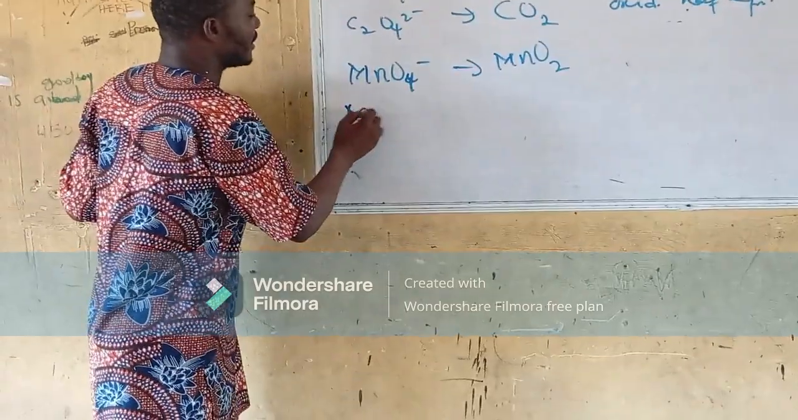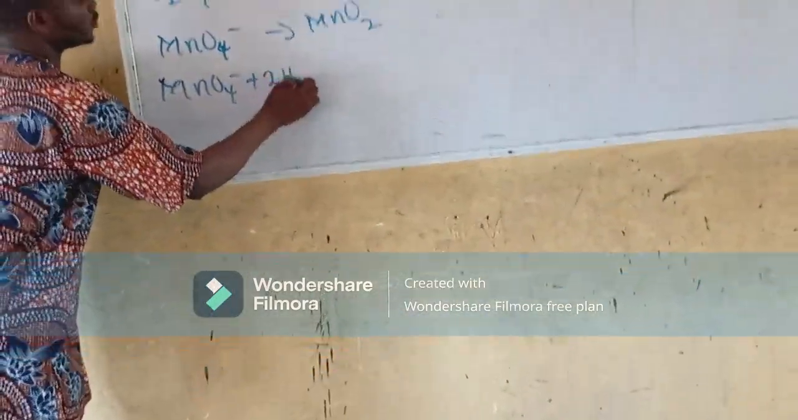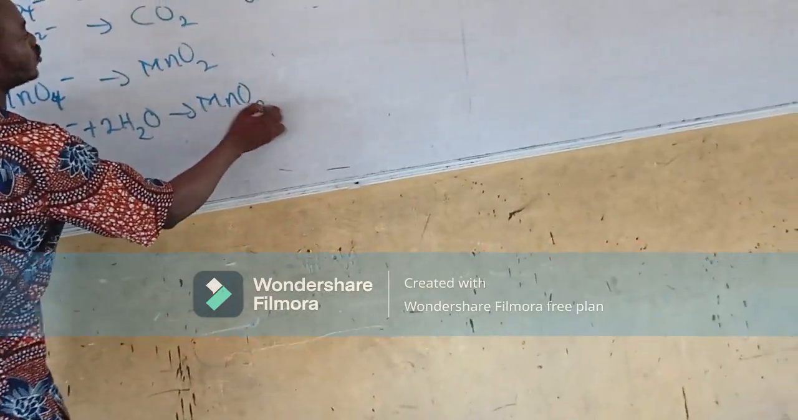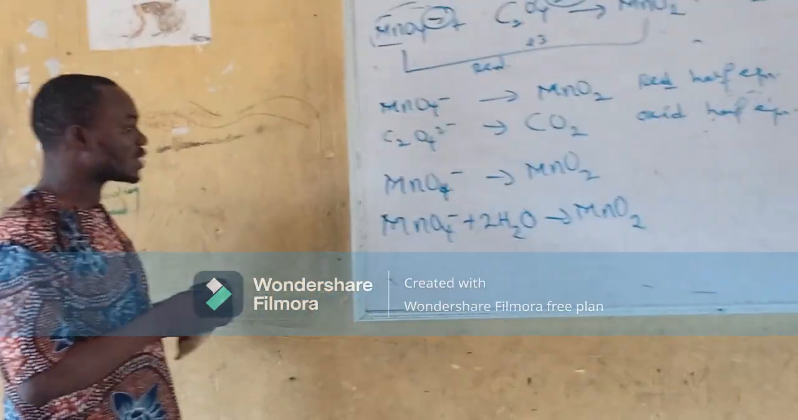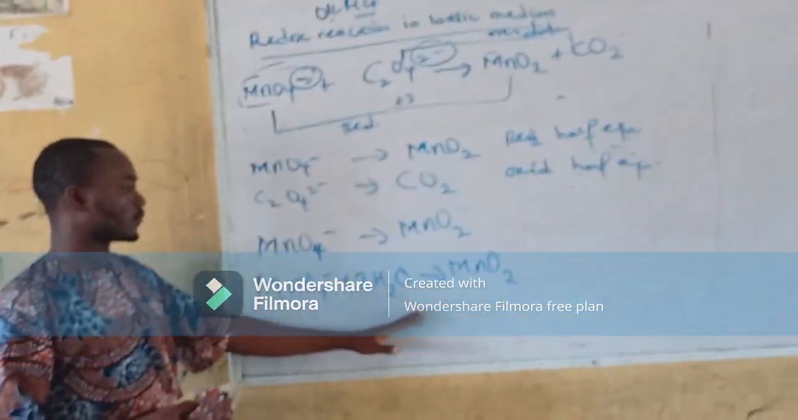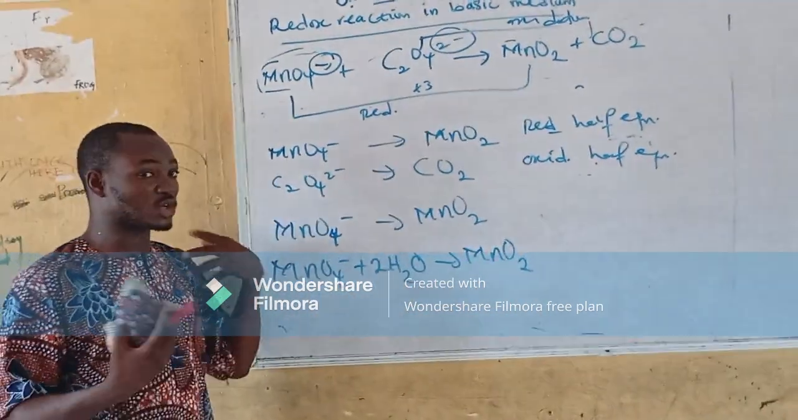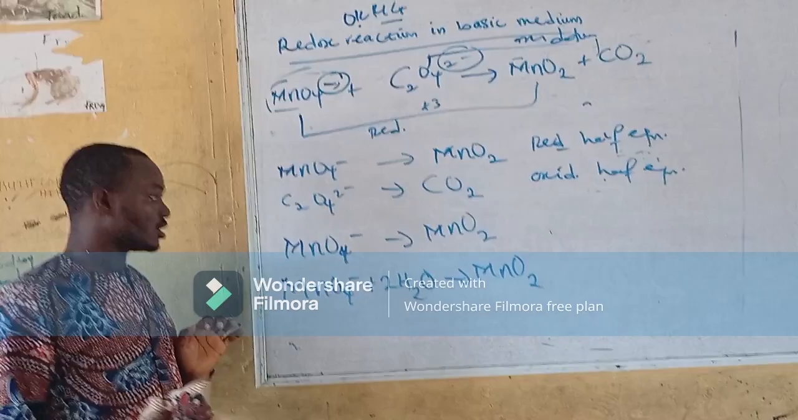So it will now be MnO4 minus plus 2H₂O to give us MnO2. Let's proceed. Now look at this now, because you have added 2 oxygen here, to make sure that we know that we now have 4 oxygen.